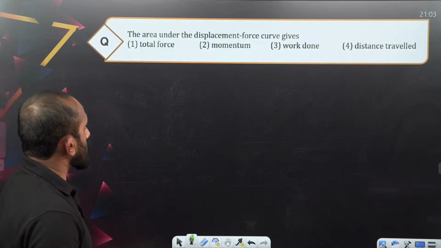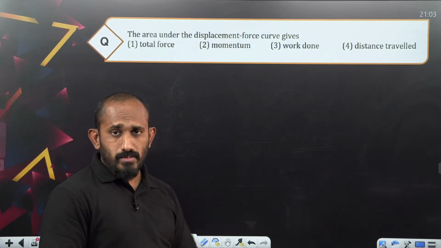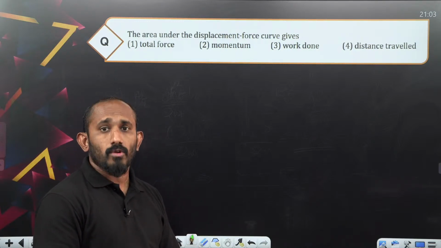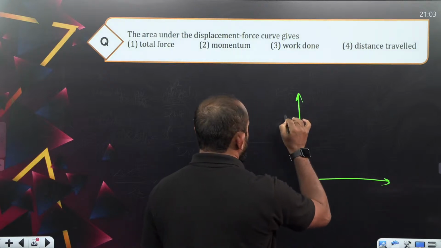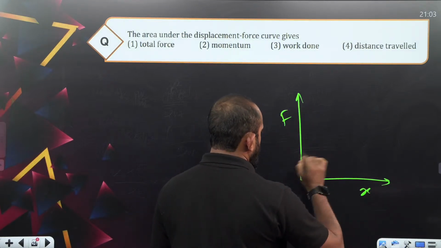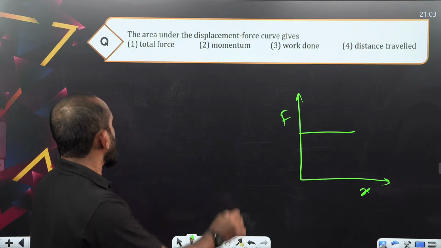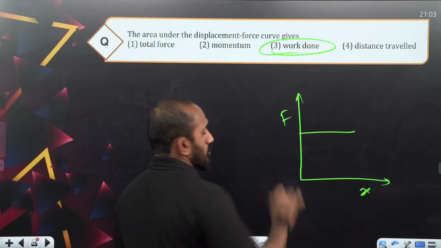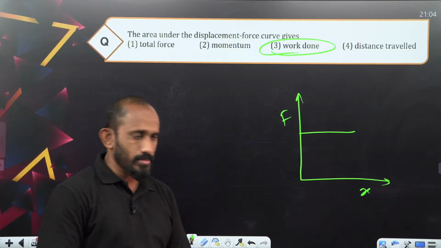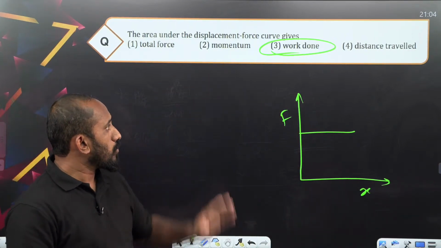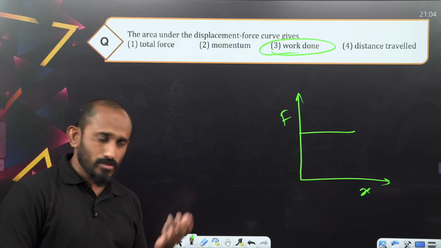The area under the displacement force curve gives. Okay, a direct question. A force and displacement curve is there. If you find the area, it will be a product of force into displacement. So here, force F is there, displacement X is there. Suppose in any graph, if you find the area below it, F into X will come. That is nothing but the total work done, which will be the answer. 3 will be the answer. So the total will be work done, force into displacement. Okay, let's move to the next question.